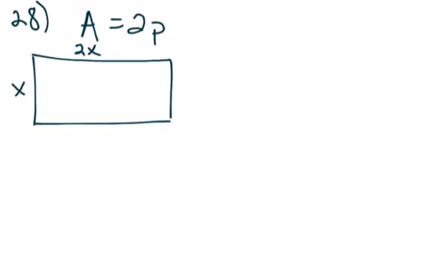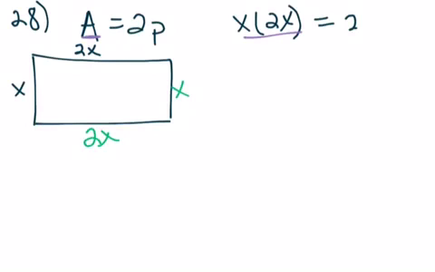To get the area of the rectangle, we're going to do length times width, so that's x times 2x, that's the area, equals 2 times the perimeter, and the perimeter would be that 2x plus this 2x plus this x plus this x. So you'd have 2x plus x plus 2x plus x, which is 6x. Then when you do the math, 2x times x is 2x squared equals 12x.